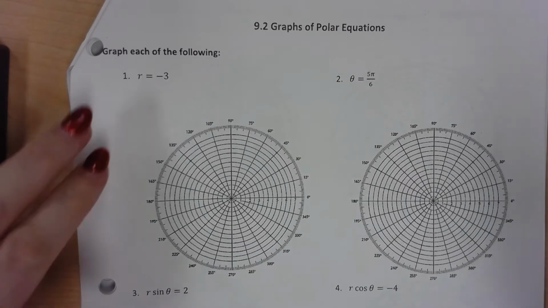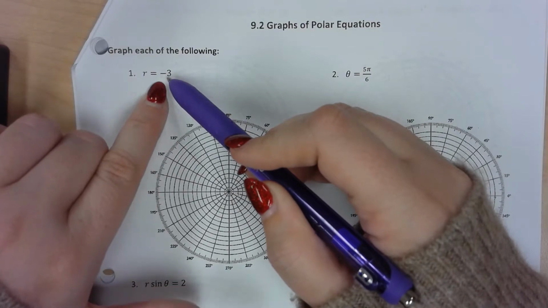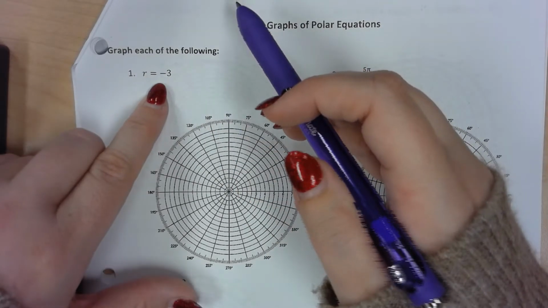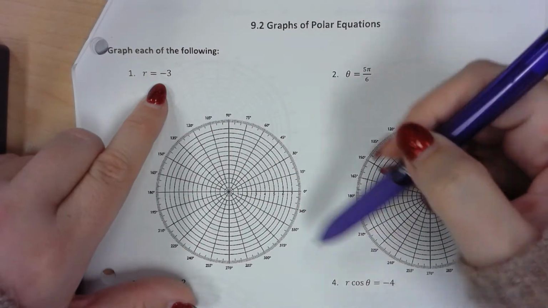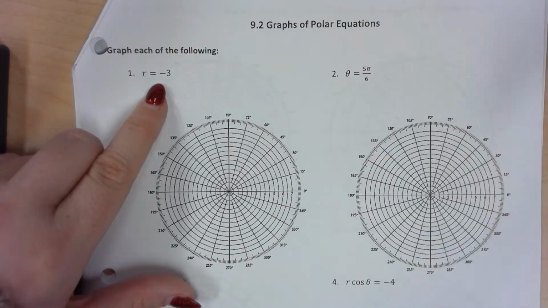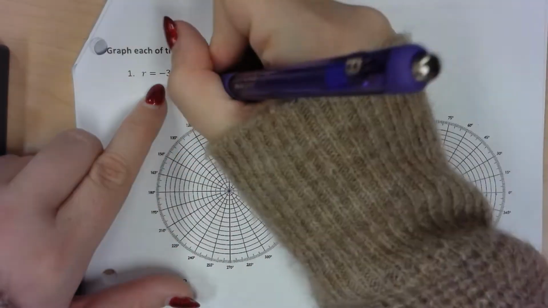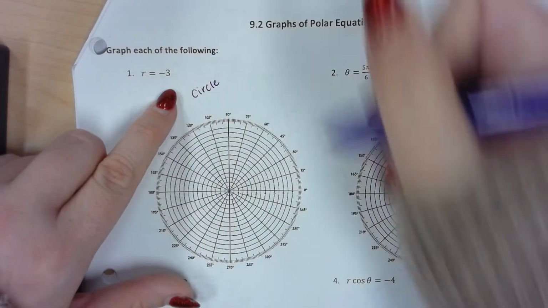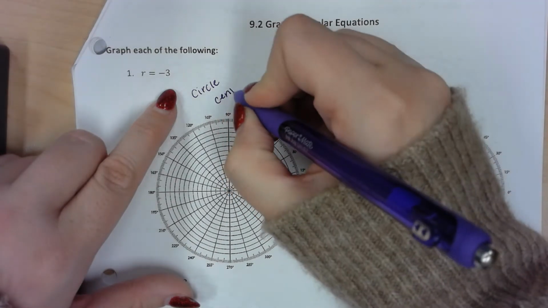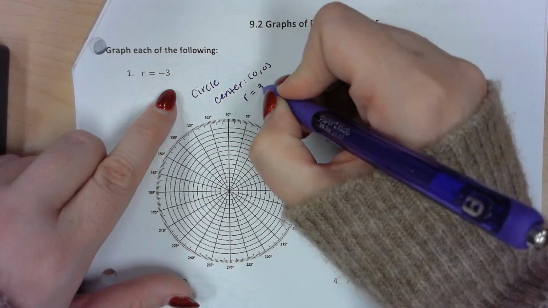When we have r equals -3, that's saying that the radius is -3 for any theta, right? Theta could be 15, theta could be 77, theta could be 120. It doesn't matter what theta is, the r is always -3. So this is a circle with center 0, 0 and a radius of 3.